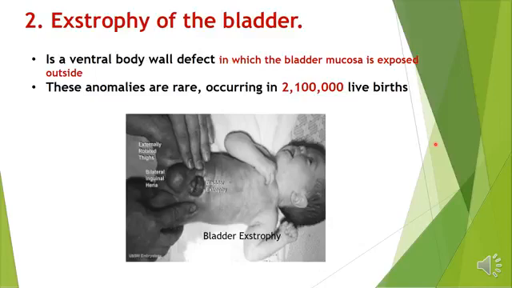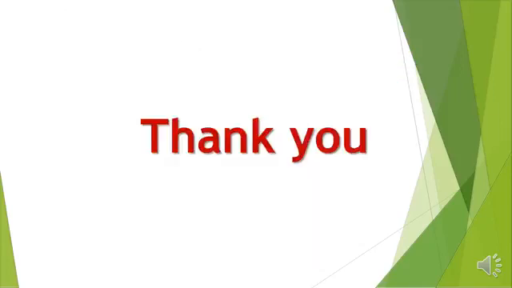The second clinical correlate of bladder defects is exstrophy of the bladder. Exstrophy of the bladder is a ventral body wall defect in which the bladder mucosa is exposed outside. You can see this is the bladder exposed outside. These anomalies rarely occur, about one in 2,100,000 live births. Thank you.